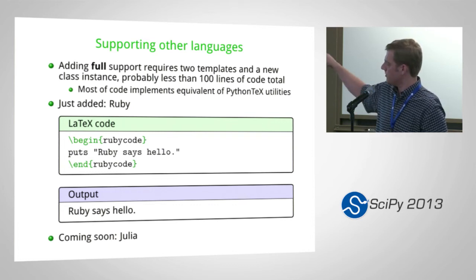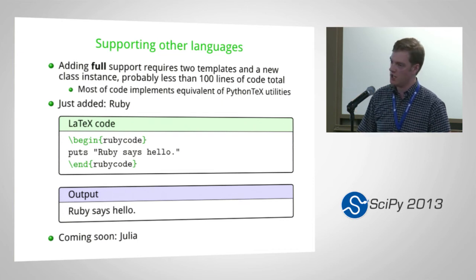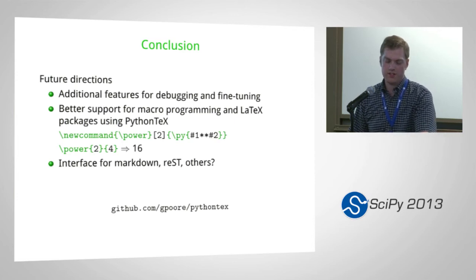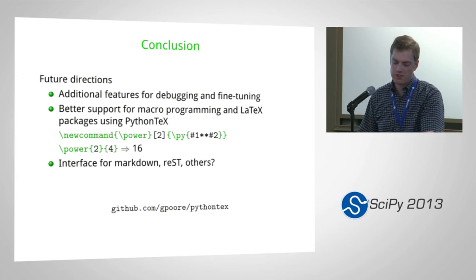So in this example, when I compiled the slides, I actually did run a Ruby process and got the Ruby output back in the slide here. I have Julia support probably ready to go as soon as they come out with their next release of binaries, and I'll be adding support for some additional languages over the rest of the summer and the fall. So in conclusion, future directions: I've got some additional debugging and fine-tuning features coming.